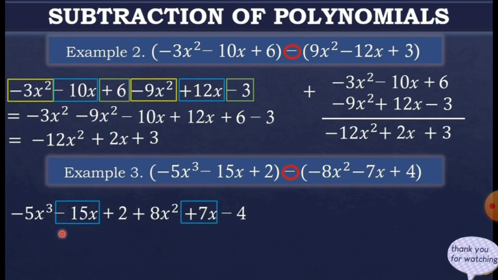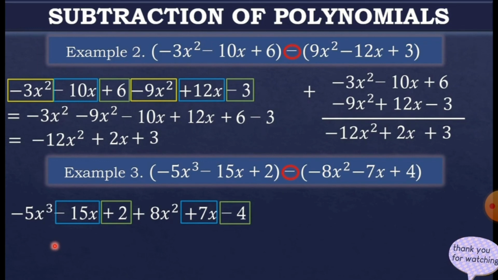Then find now the like terms. So we have negative 15x and positive 7x and the constant numbers. Now, negative 5x cubed and 8x squared have no pair, which means they have no like terms. So, if this happens, just simply copy those without a pair. Okay? So, just simply copy negative 5x cubed. And then, next to copy is 8x squared. They come first because they have the bigger exponents.